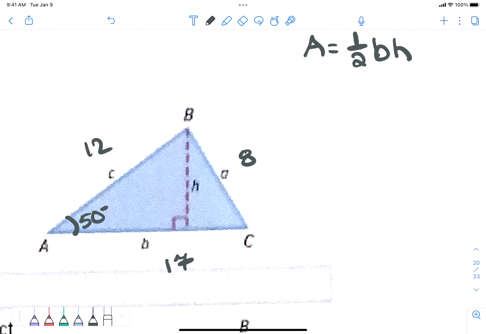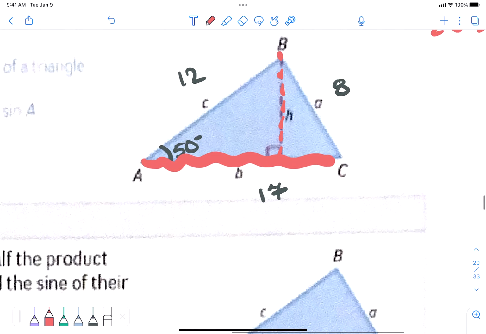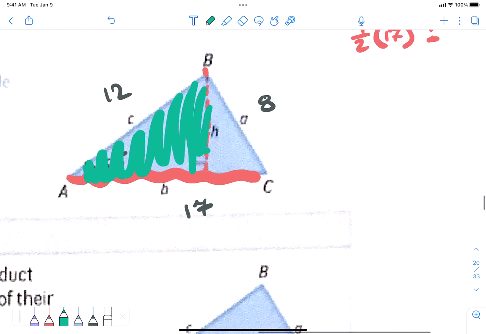So how do I find the area of this thing if we don't know the height of it? The base is going to be 17, but the height, we don't have a label for it. So we could do 1/2 times the base, 17, times the height, which is what we don't know. So how do you find the height? Well, if we look at just this green triangle right here, let's talk about the height in relationship to that triangle. This is a right triangle, so we can talk about this angle.